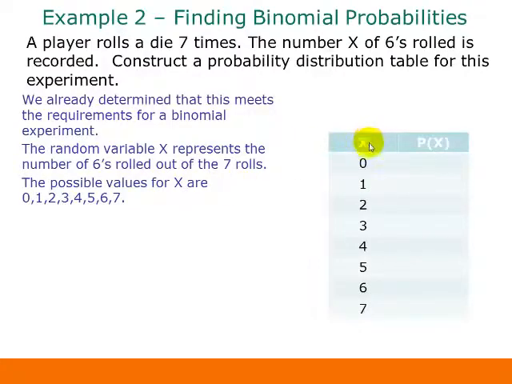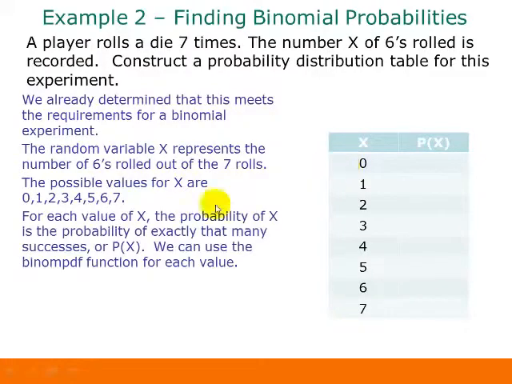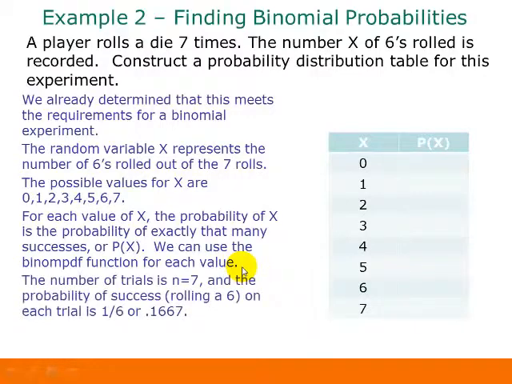So for our probability distribution, we've got x, and in this column we have all the possible values for x, so from 0 up to 7. Now to fill in the other column, we have to find the probabilities for each of those values. So for each value of x, the probability of x is the probability of exactly that many successes. So what we can do is use the binomial PDF function to calculate each probability value.